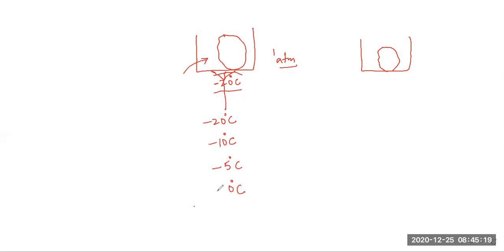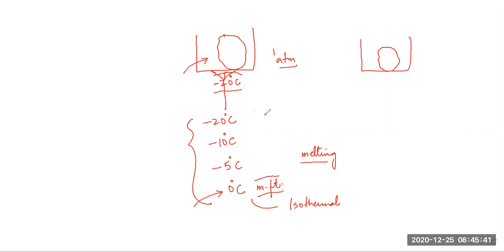Something interesting happens at this point. This is the melting point of ice. At 0 degrees centigrade, the isothermal process starts. What is that isothermal process? Melting starts. Melting is isothermal, at constant temperature. See, from minus 20 degrees centigrade to 0 degrees centigrade was not isothermal. The temperature is increasing as we are giving heat.